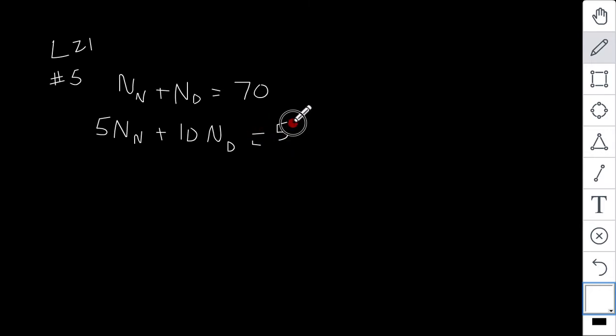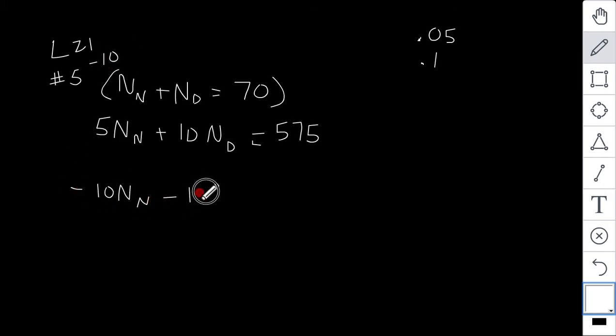And we've moved our decimal point over. Normally nickels would be 0.05 and dimes would be 0.1, but we're moving all the decimal points over so that we don't have any decimals. We can only do that because we're doing it to every single one. Now we just need to multiply. Let's multiply the top one by negative 10. Tens are easy to multiply by, right? So we're going to get negative 10, number of nickels, minus 10, number of dimes, equals negative 700.